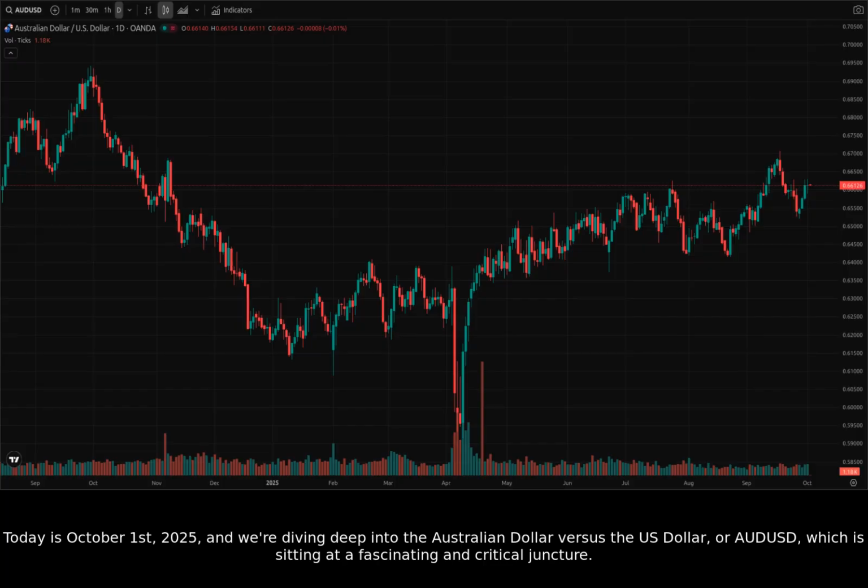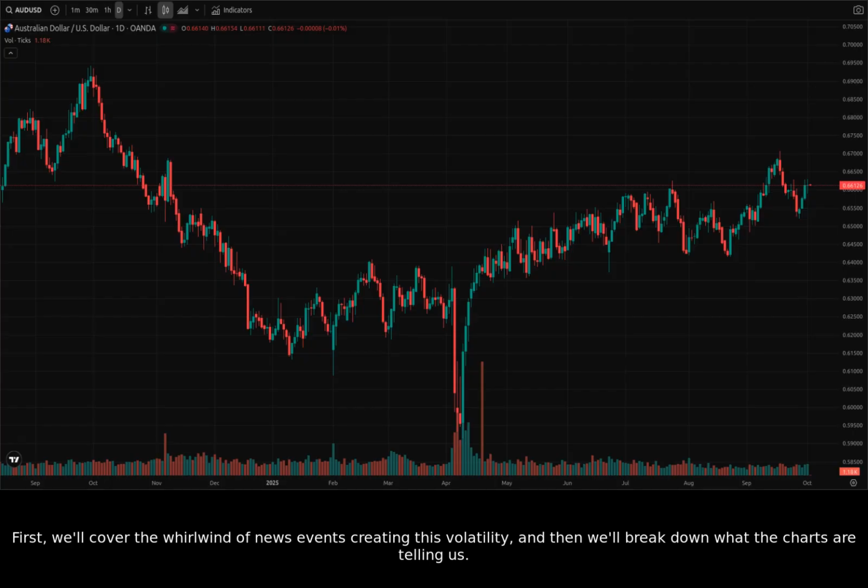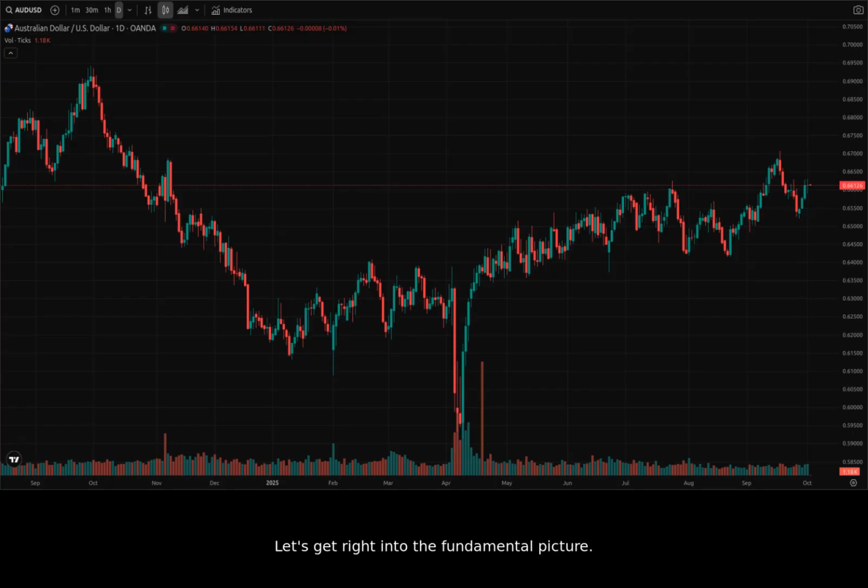Today is October 1st, 2025, and we're diving deep into the Australian dollar versus the US dollar, or AUDUSD, which is sitting at a fascinating and critical juncture. First, we'll cover the whirlwind of news events creating this volatility, and then we'll break down what the charts are telling us. Let's get right into the fundamental picture.